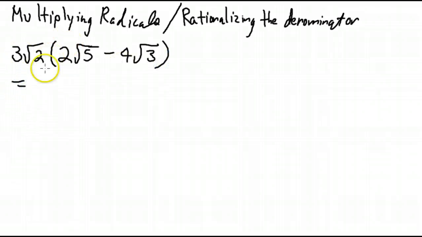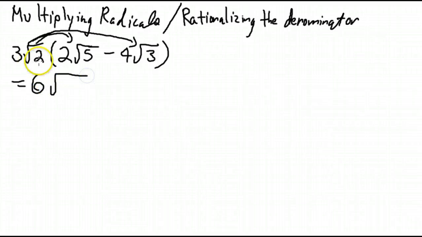So 3 times 2 is 6. So we're going to use the distributive law here. I'm going to multiply this times this, and then this times this, giving us two products. So 3 times 2 is 6. Root 2 times 5 under the radical sign is 10. Minus 3 times 4 is 12. And under the radical sign, we get 2 times 3, root 6.